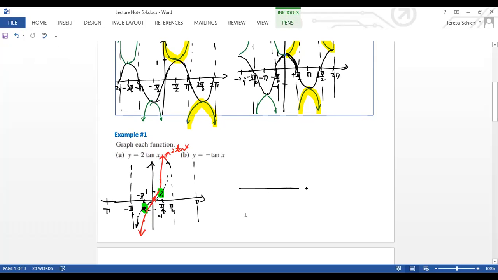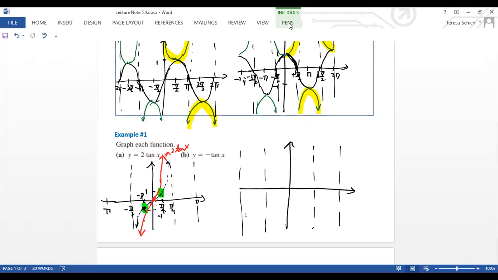Okay, so now the next one is the negative tangent. Here this is pi over 2, pi, negative pi over 2, negative pi. I'm still doing my parent function here. It's at pi over 2, so it's like this. This is pi over 2, this is negative pi over 2. Or you can do it like this. This is my parent function.